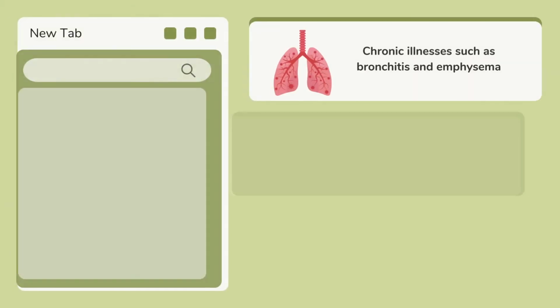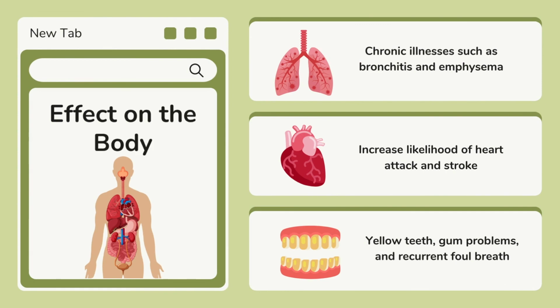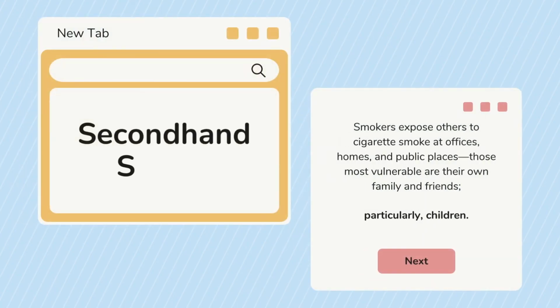For instance, smoking raises the risk of infections and chronic illnesses, such as bronchitis and emphysema. Smokers are more likely to have a heart attack and are twice as likely to have a stroke. Smokers are also more prone to get cataracts and develop weakening bones. They also have yellow teeth, gum problems, and recurrent foul breath. Above all, it kills 5 million people per year.